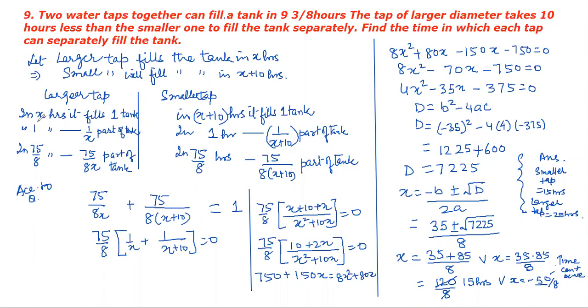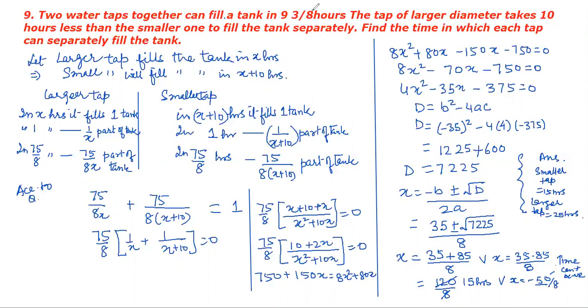So if the larger tap is filling it in x hours, it fills one tank completely. So in 1 hour, it is going to fill only a part of the tank. And how much part? 1 upon x part of the tank will be filled in 1 hour. In x hours, the full tank is filled. In 1 hour, it will not be able to fill the full tank, only a part of the tank will be filled. And how much part? This x will come in the denominator, 1 upon x part of the tank only.